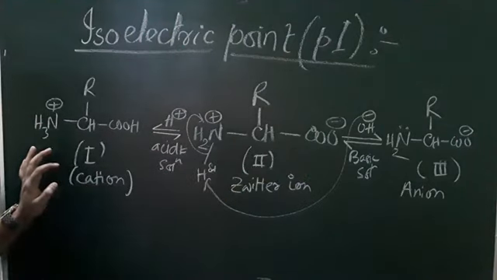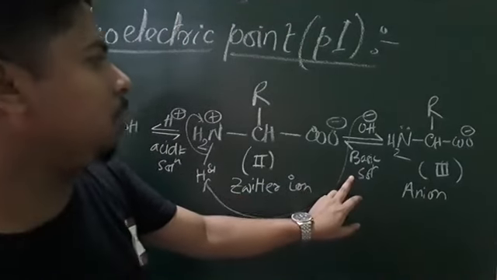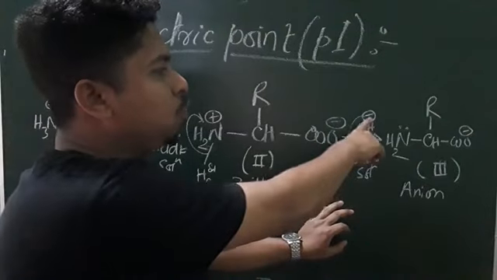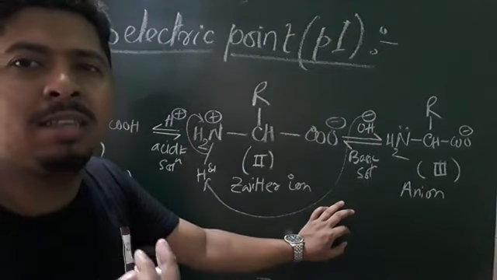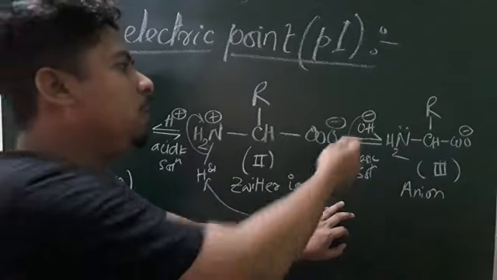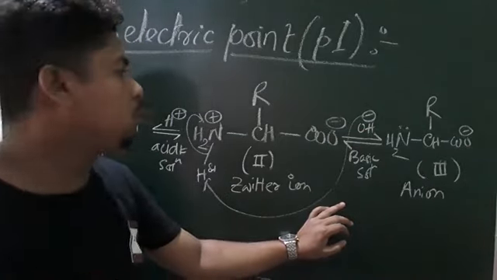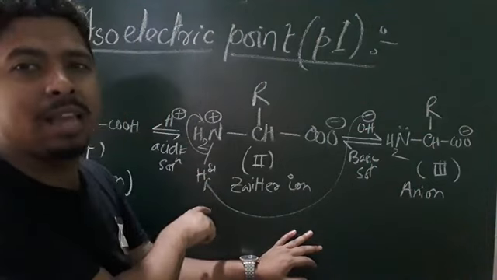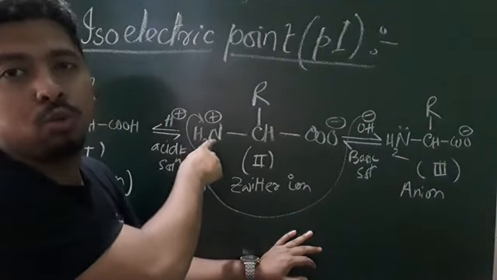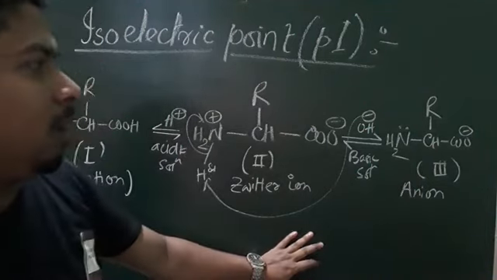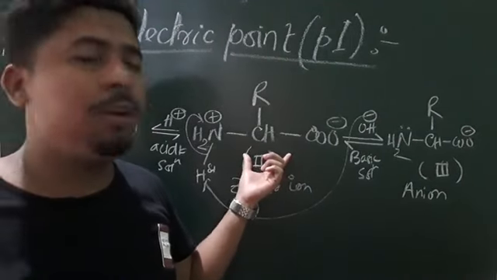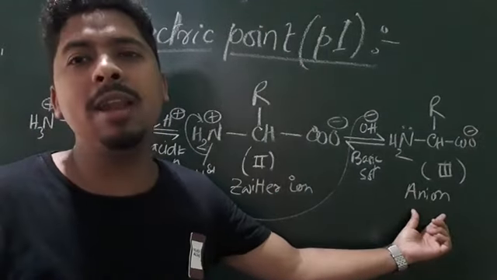So this is cation. But in presence of basic solution, we know in basic solution this base can release OH minus, and this OH minus will pick up this proton. The work of this OH minus or base is to abstract a proton, so it will abstract a proton from this NH3 plus, and this NH3 plus will become NH2. It will become NH2, and as a result, this dipolar ion will convert into an anion.